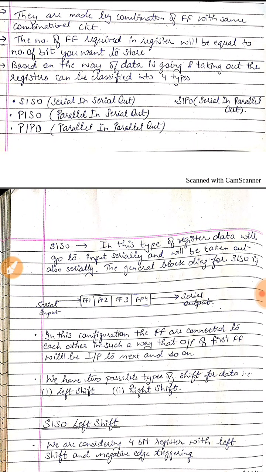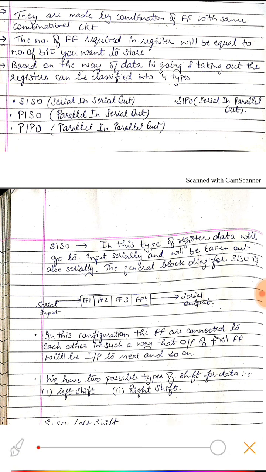So first is the serial in, serial out shift register. In this type of register, data will be entered serially into the shift register, which is a combination of 4 flip-flops if we have to store 4 bits of information, and it is taken out serially as well. That is why the name is serial in, serial out. Data is entered serially and extracted serially from the last flip-flop.